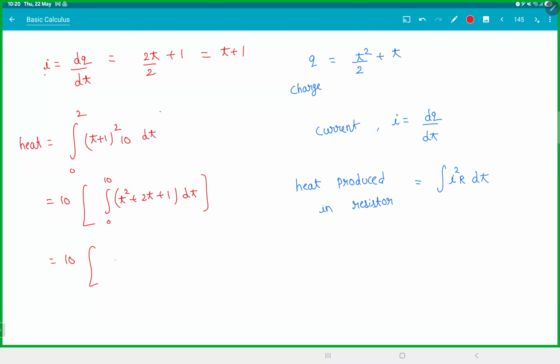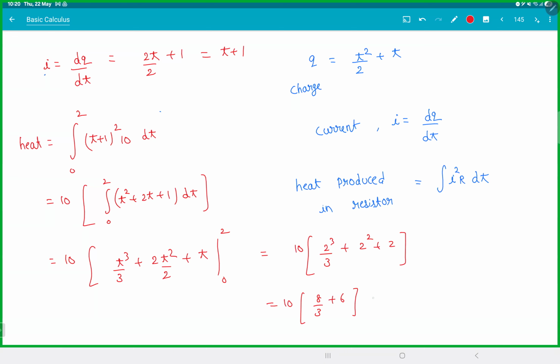This is 10, and t square dt is t cube by 3, and 2t dt is 2t square by 2, and t. Limits will go from 0 to 2. This is 10 into, substitute there, 2 cube by 3 plus 2 will cancel, 2 square plus 2. That is 8 by 3 plus 4 plus 2, 6. 18 plus 8, 26 by 3, 260 by 3 joules. That would be the heat produced.